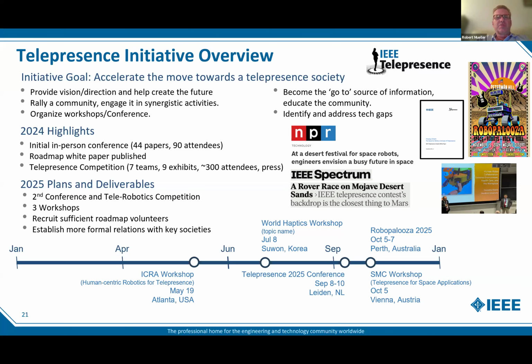The Telepresence Initiative organizes workshops and they have an annual conference. Last year they had a conference at Caltech in Pasadena, California, and they had 44 papers, 90 attendees, so not bad for a first year of a conference. They published a white paper for a roadmap, and then they asked me to organize a telepresence competition in the Mojave Desert, which was close to Pasadena, about an hour and a half drive away. And so we did that, and we had seven teams, nine exhibits, robotic companies exhibiting the robots.